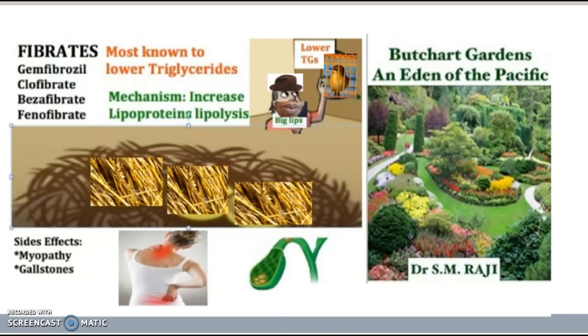Fibrates are gemfibrozil, clofibrate, bezafibrate, and fenofibrate. They're most known to lower triglycerides, and the mechanism increases lipoprotein lipolysis. Alright, so what are the side effects for this? It's either myopathy or gallstones. Those are the two main side effects.